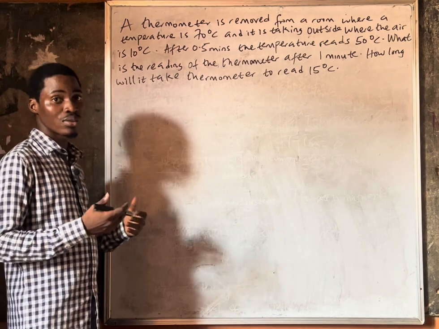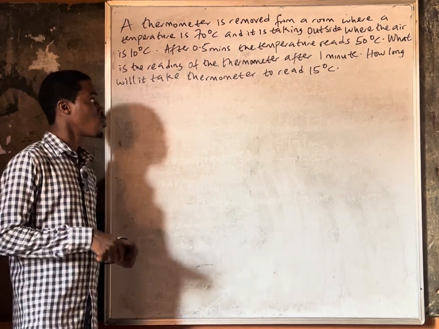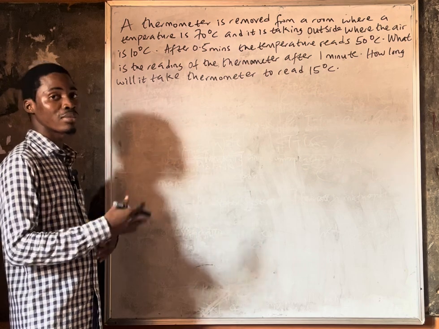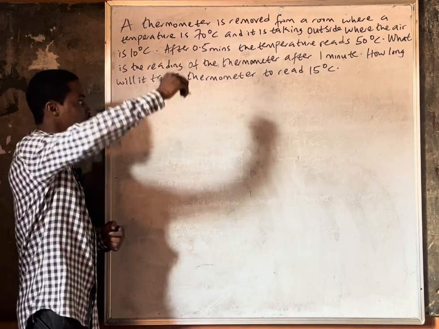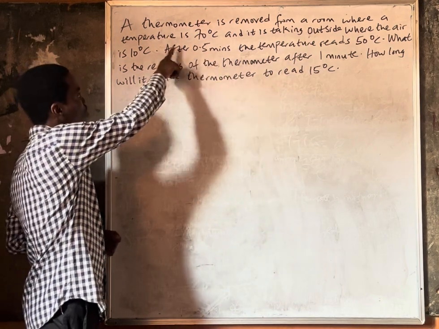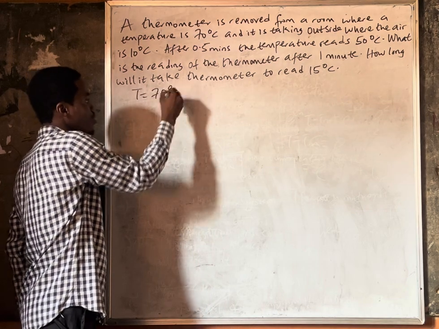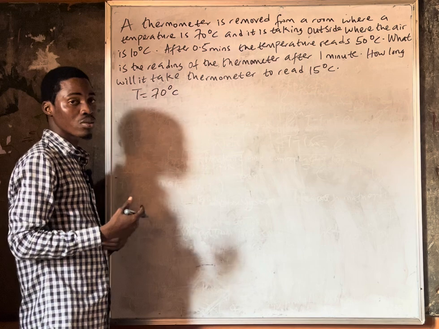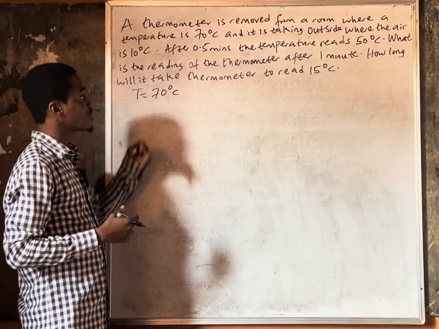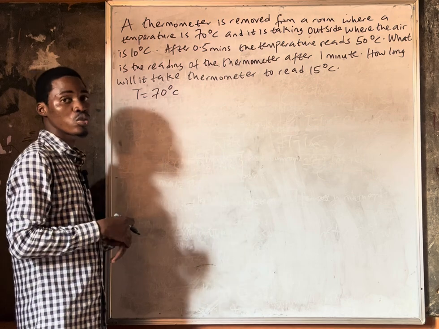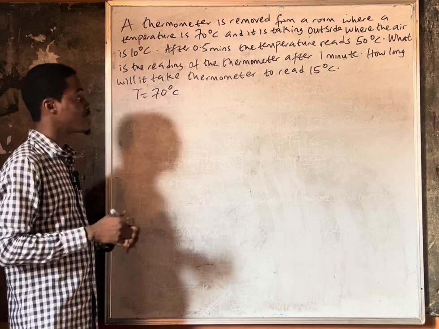This is a question on Newton's law of cooling that I proved. So we have been given some parameters and we have to find some parameters in this. A thermometer is removed from a room where the temperature is 70 degrees Celsius. It means our T is what? 70 degrees Celsius. Under Newton's law of cooling, temperature is measured in degrees Celsius, while our time is measured in minutes. We don't need to convert to seconds.